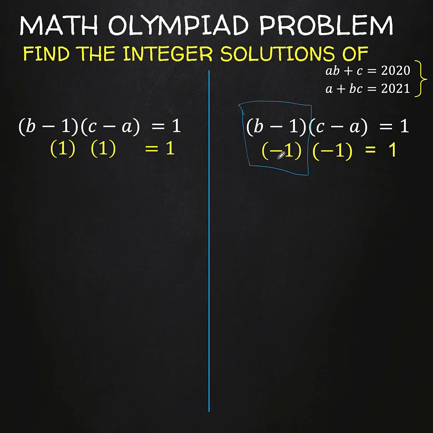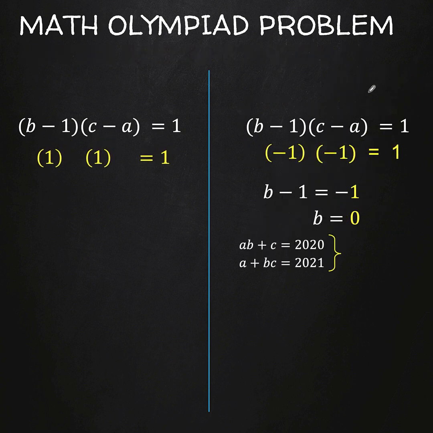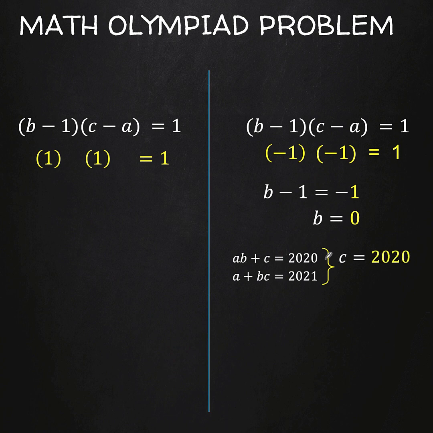b minus 1 equals negative 1. Then adding 1 to both sides of the equation, we have b equals 0. So we now have one value for the variable. Next, let's bring back these original equations and substitute the value of b. So if b equals 0, this becomes 0, and therefore c is equal to 2020. In the second case, if b equals 0, this becomes 0, so a is equal to 2021.